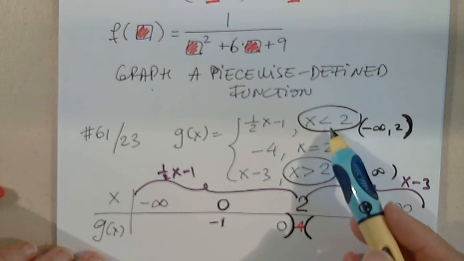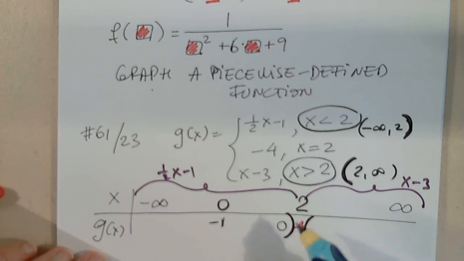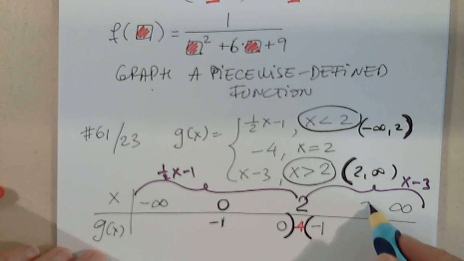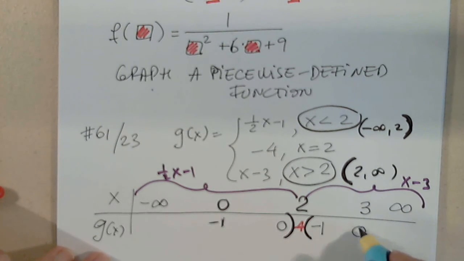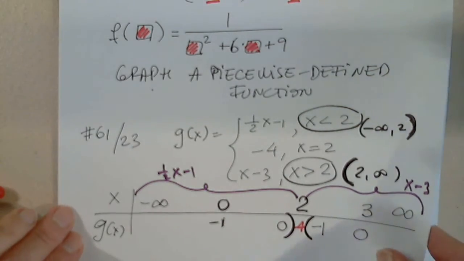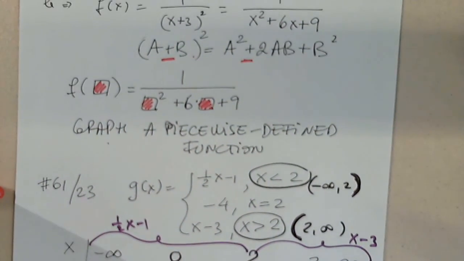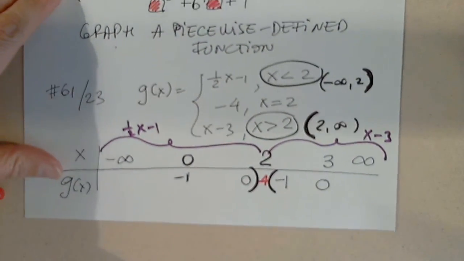Yes, I'm not allowed to, but I have to. So on the other side, I plug in 2. 2 minus 3 is -1. And of course, the other number should be 3 because I'm always looking for the x and y intercepts. 3 minus 3 is 0. That's all I need in the chart. And now I'm going to go to page 4, use my chart, and graph this piecewise defined function.